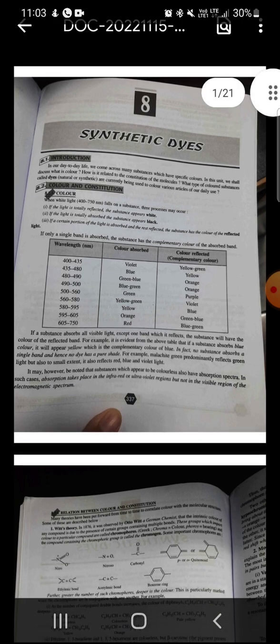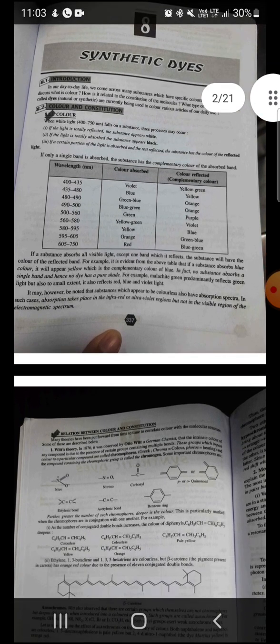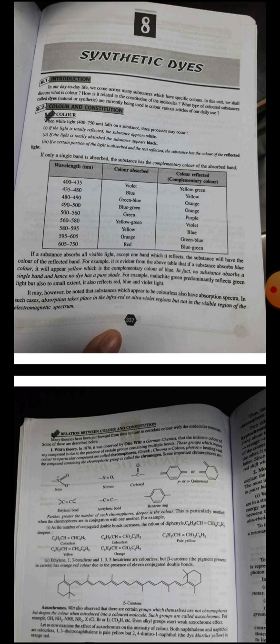8.2 Color and Constitution. Color. When white light, 400 to 750 nanometer, falls on a substance, three processes may occur. First, if the light is totally reflected, the substance appears white. Second, if the light is totally absorbed, the substance appears black. Third, if a certain proportion of the light is absorbed and the rest is reflected, the substance has the color of the reflected light.